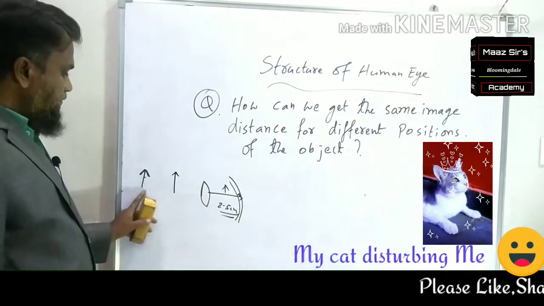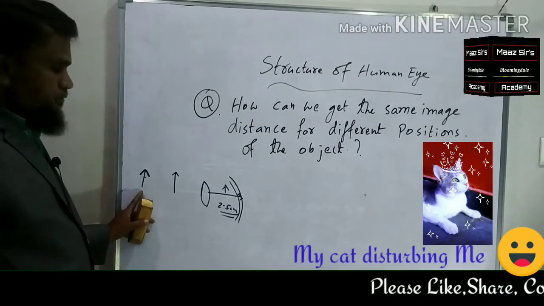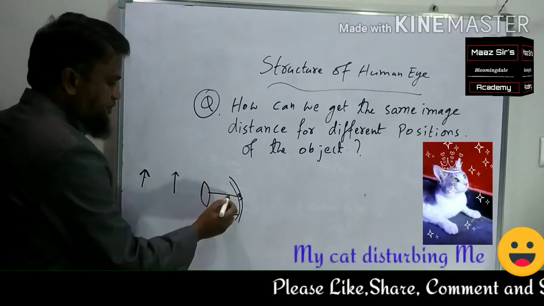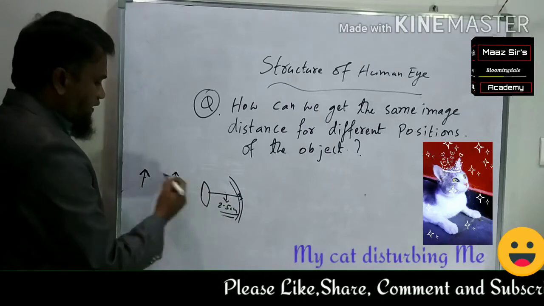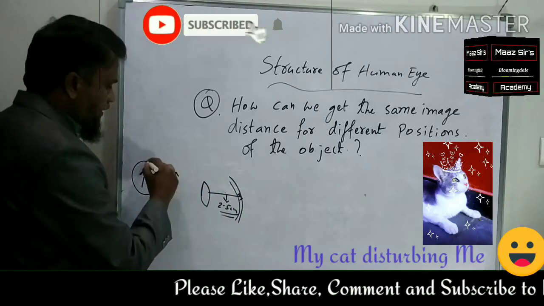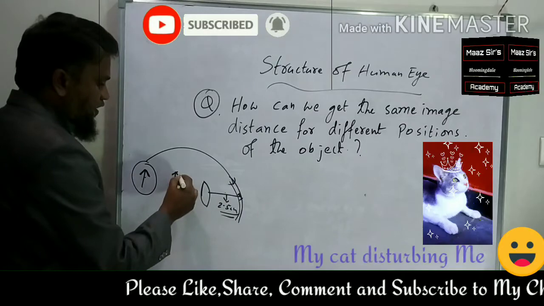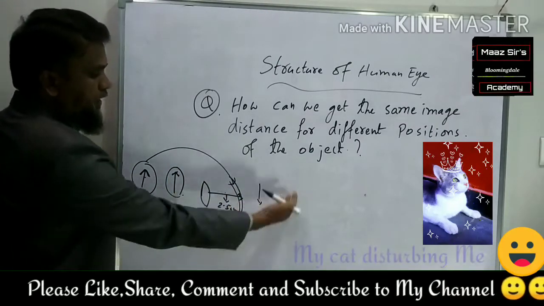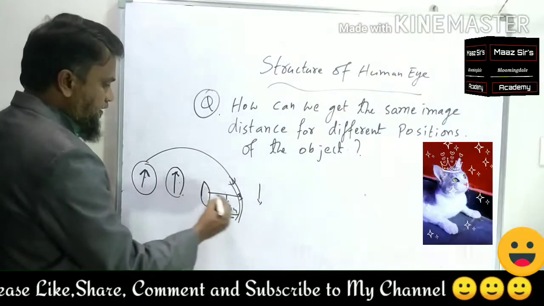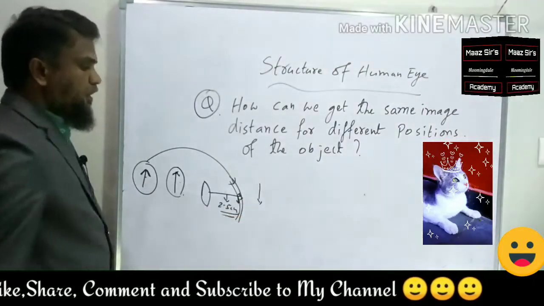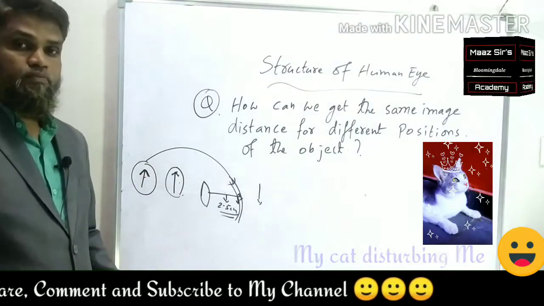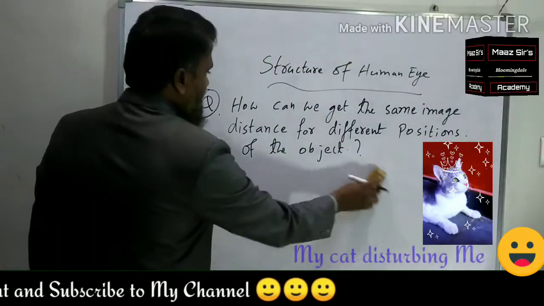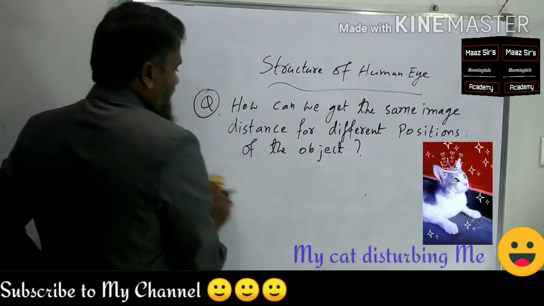Actually what happens when the object is away from the lens, the image should be somewhere here. But in this case, the image is forming on the retina. Here also what is happening, this is the object. The image should be somewhere here, behind the retina. But in this case also you are getting the image on the retina. Why is it happening? What is the reason? So we will come to know about this. Actually, why is it happening?